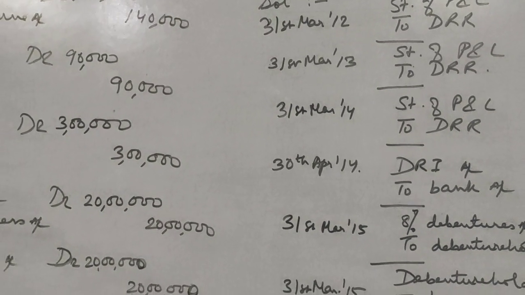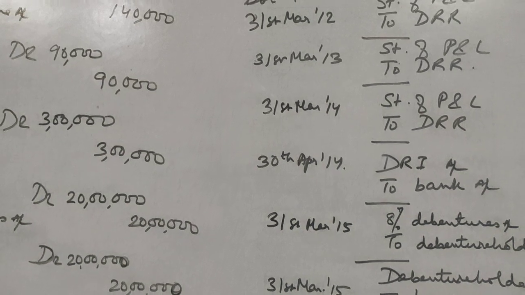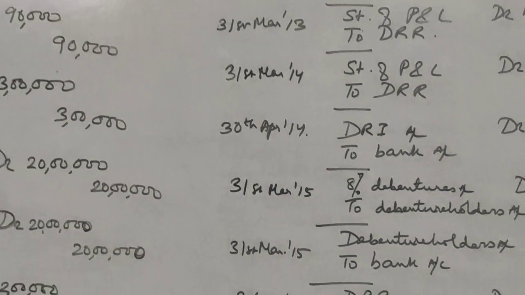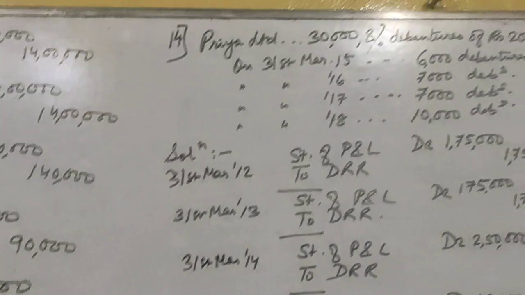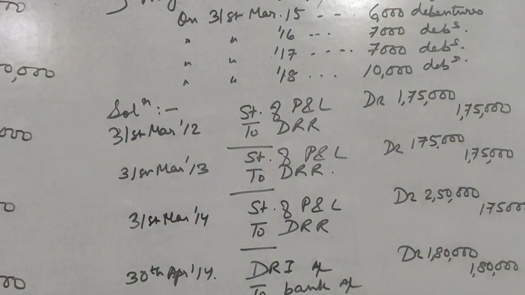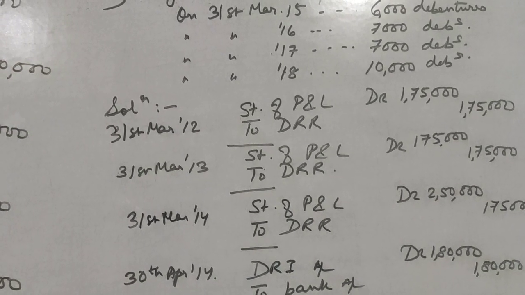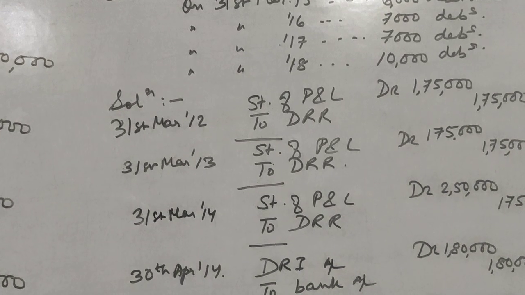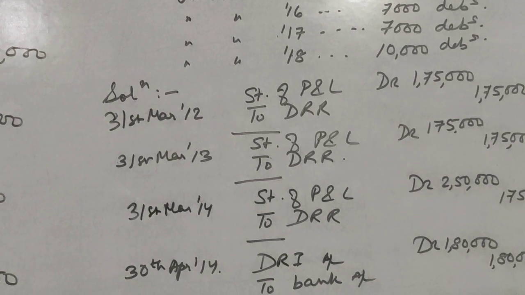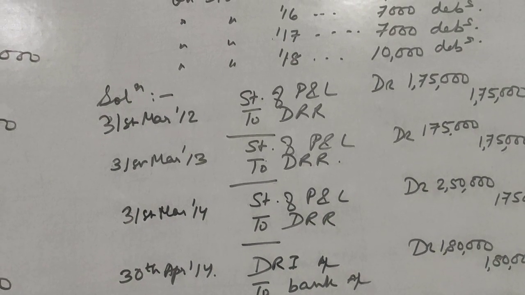Today we will be looking at redemption of debentures in installments by drawing of lots. So if you look at question number 14, Priya Limited, an unlisted company, issued 30,000 8% debentures of rupees 200 each on 1st August 2011, redeemable as follows.